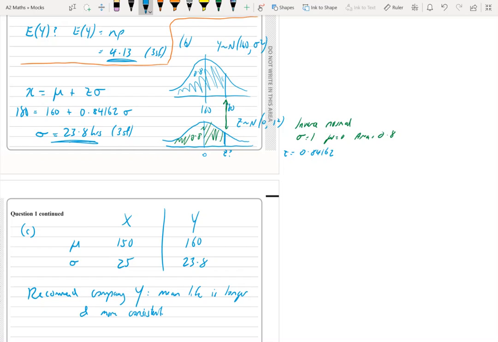The mark scheme doesn't actually bring that point in. It just says that company Y has a longer mean life. The mark scheme says that the sigmas are roughly equal to each other, so it's not worth comparing those.